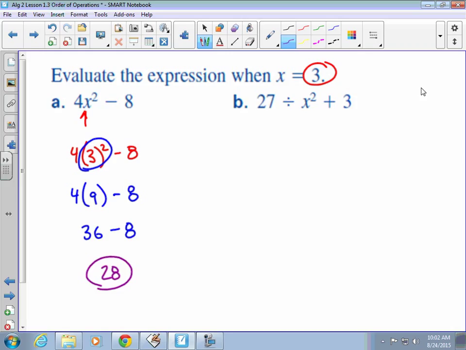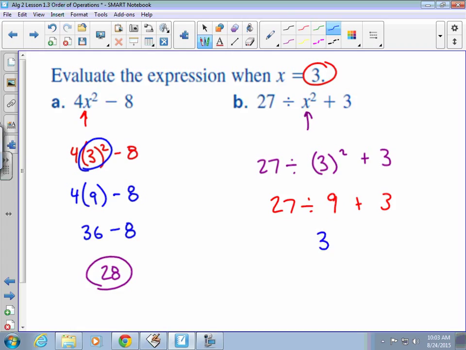Okay, the first thing we're going to do is sub in 3 in place of that x. So now we have 27 divided by 3 squared plus 3. Again, order of operations says we have to evaluate exponents first. 3 squared is 9. So we have 27 divided by 9 plus 3. Before you do addition, you divide 27 by 9 to get 3. And then finally, 3 plus 3, the addition part at the end, is 6.